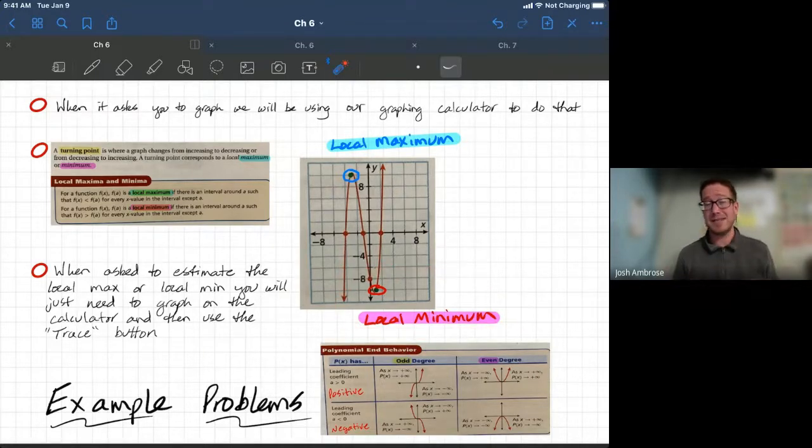Now, when they ask for the estimate, you're going to use the trace button on your graphing calculator. That's in the upper right hand, the button right next to graph. You're going to use the trace button and you're just going to get an estimate. The more zoomed in you can be on a local maximum or a local minimum, the more accurate your estimate will be when you're using the trace button on the graphing calculator.